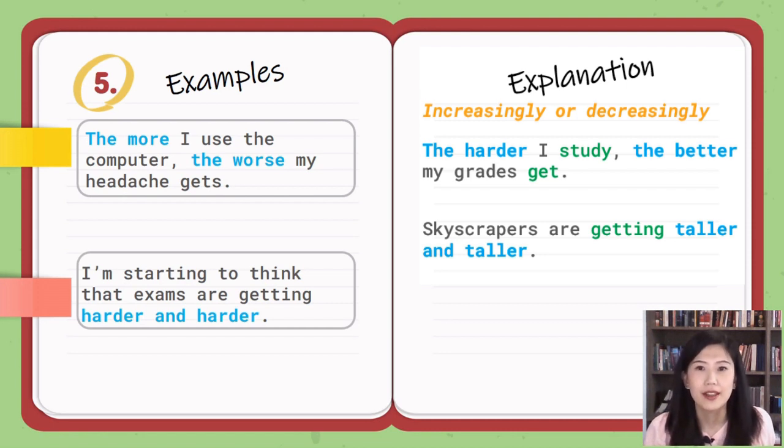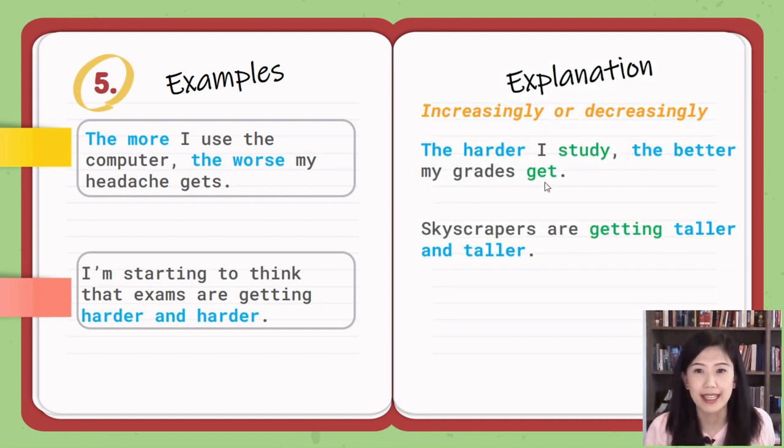For example, the harder I study, the better my grades get. Cause and effect. Another example would be, skyscrapers are getting taller and taller. In this format, getting ER and ER, we are comparing to the main character's own past. Just like in this example, exams are getting harder and harder, meaning I'm comparing the old exams versus the exams now.